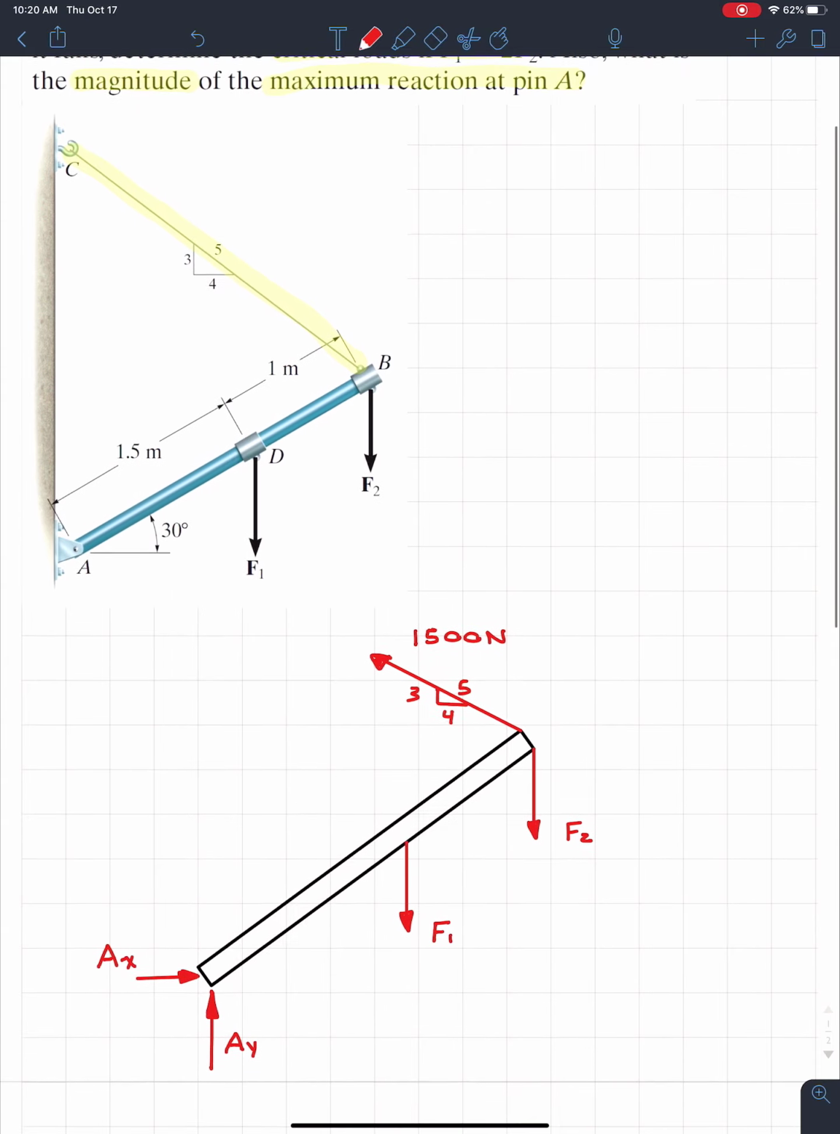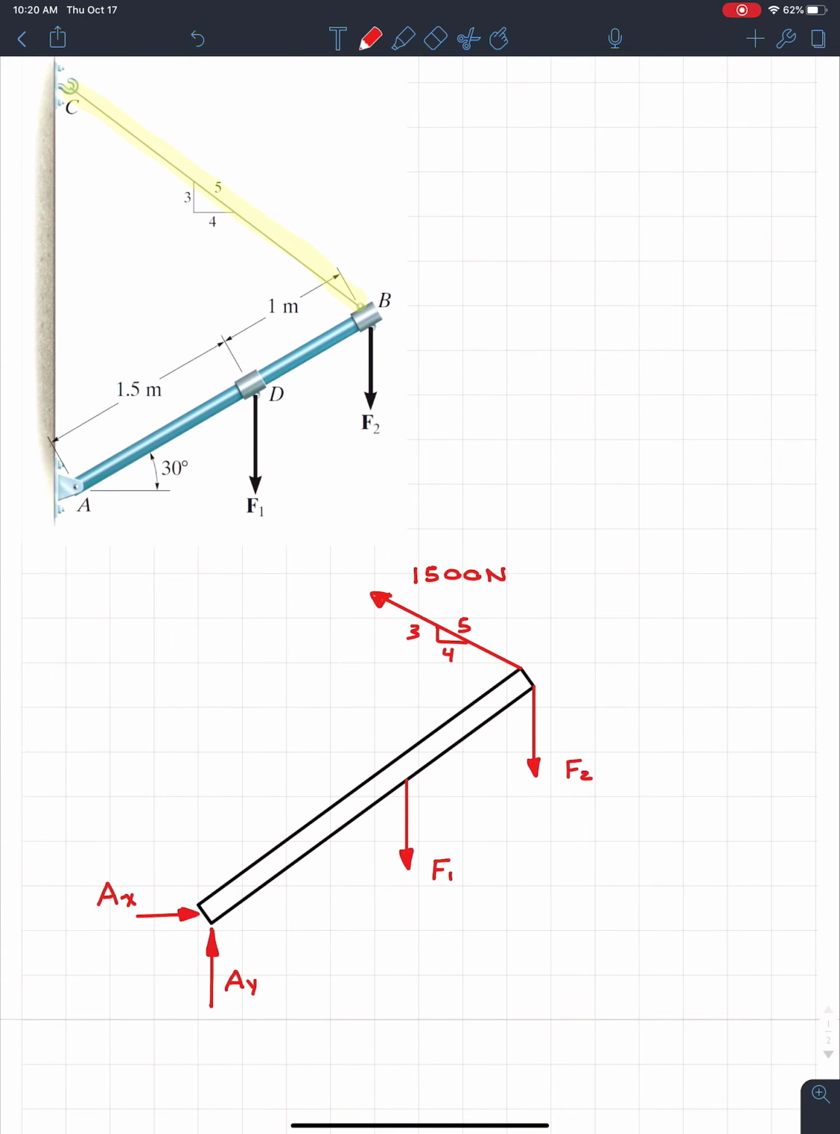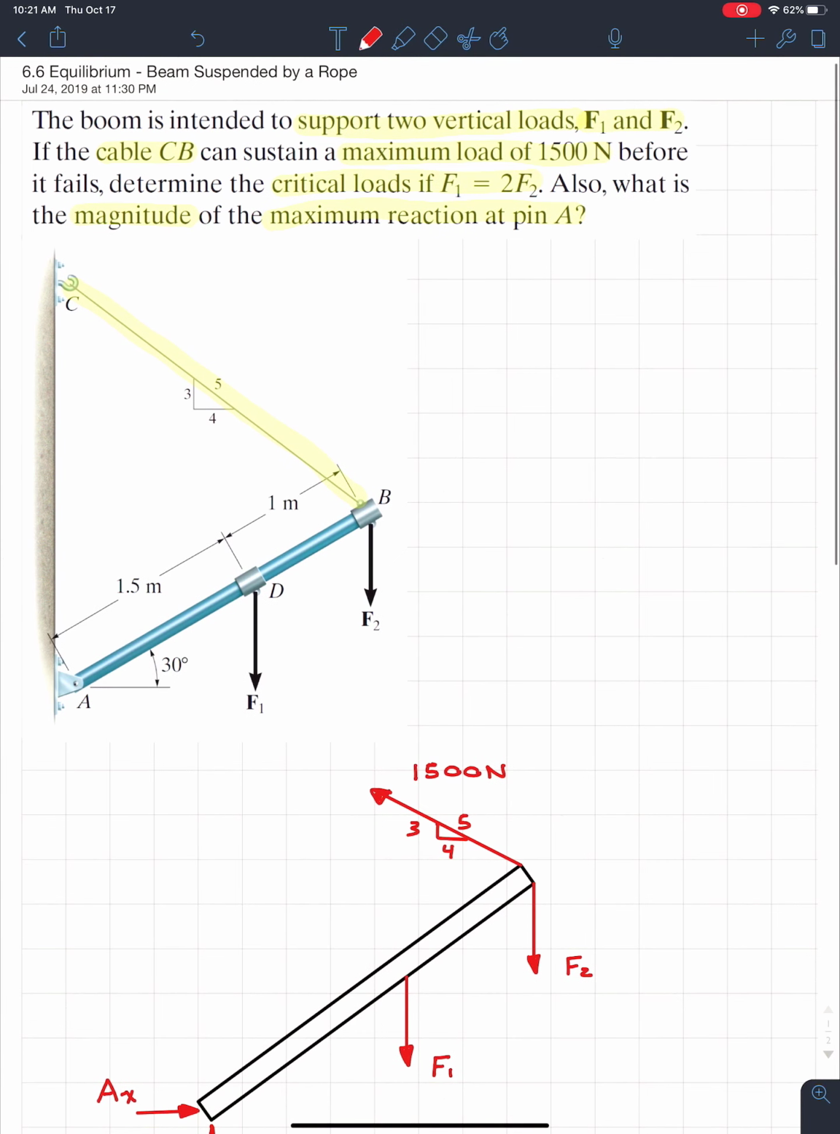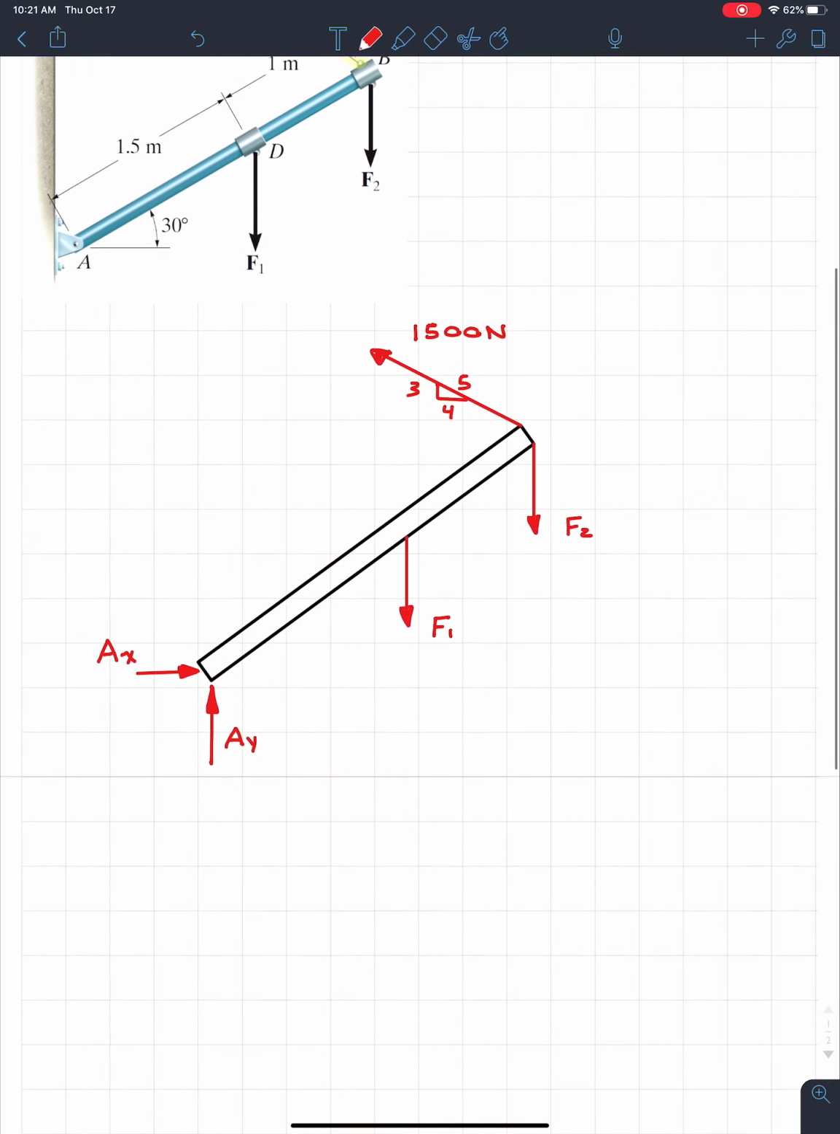But now if we look at the diagram, we still have other problems real quick. We have 3 equilibrium equations, so the max we can solve for is 3 unknowns. But we have 4 unknowns: AX, AY, F1, and F2. So we have to look at the question: is there something to help us solve this? And there is, because it says at the critical load, F1 is equal to 2 times F2.